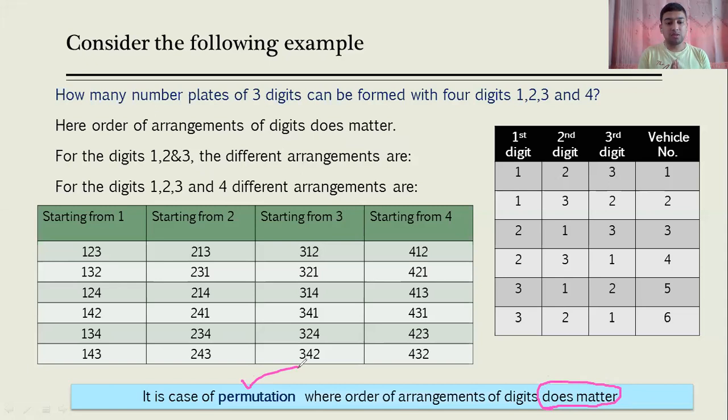So this is a case of permutation. I hope you can differentiate between these two examples. Example number 1 was based on triangles, and in example number 2 we saw how the vehicle number plate can be formed. So I hope you can differentiate between what is combination and what is permutation. Now let us see how to calculate the permutation.